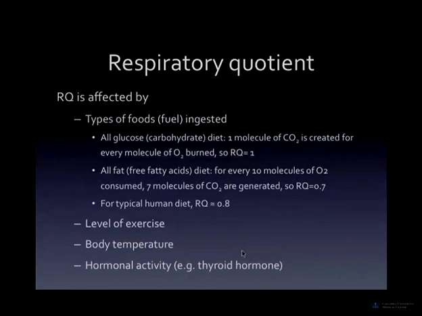The food that one consumes, and in turn the fuel that you provide for cellular respiration, also has a major impact on respiratory quotient. With an all-carbohydrate or all-glucose diet, 1 molecule of carbon dioxide is produced for every molecule of oxygen that's consumed, so RQ equals 1. We're much more metabolically efficient with an all-free fatty acid diet, for instance. So for every 10 molecules of oxygen that are consumed, only 7 molecules of carbon dioxide are produced. So RQ in that instance is 0.7. With a typical Western diet, RQ is generally around 0.8, and that's the number that you'll mostly need to remember.